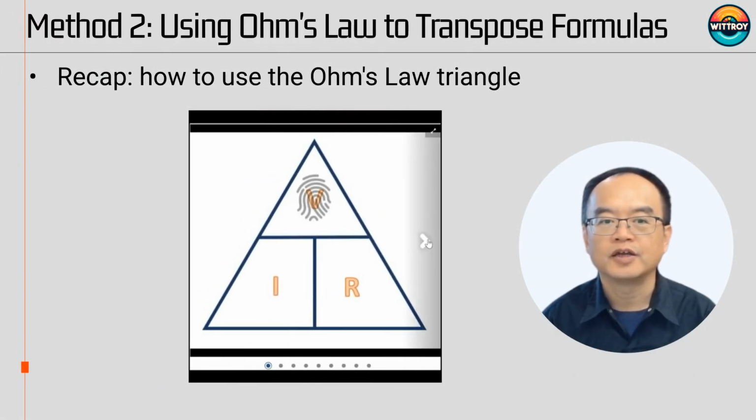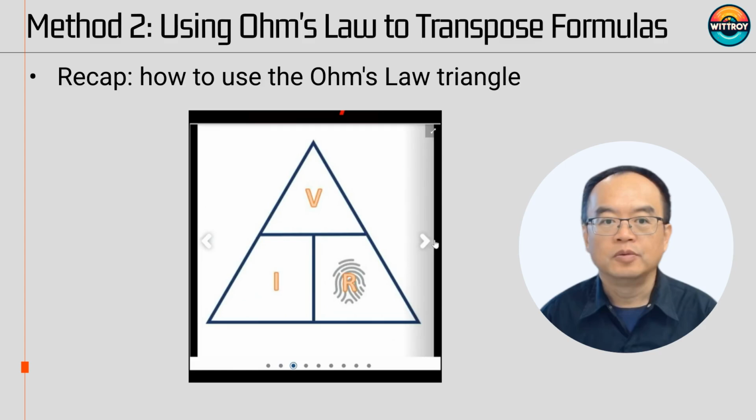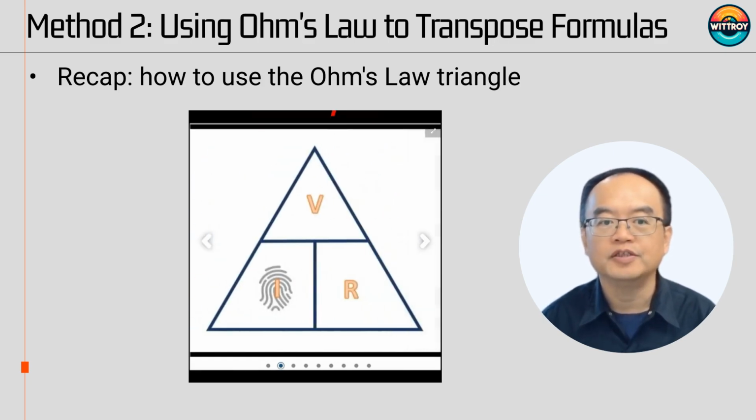Okay, let's give you a quick guide about how to use the Ohm's law triangle. Using the Ohm's law triangle, to find the variable, place your finger over the variable you need to find. The remaining part of the triangle will show you the operation needed.